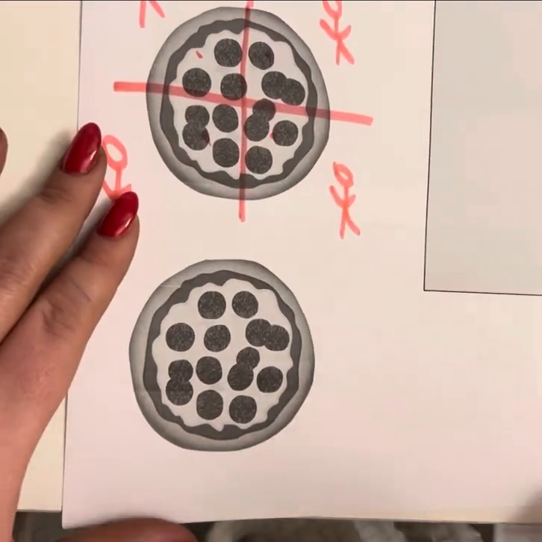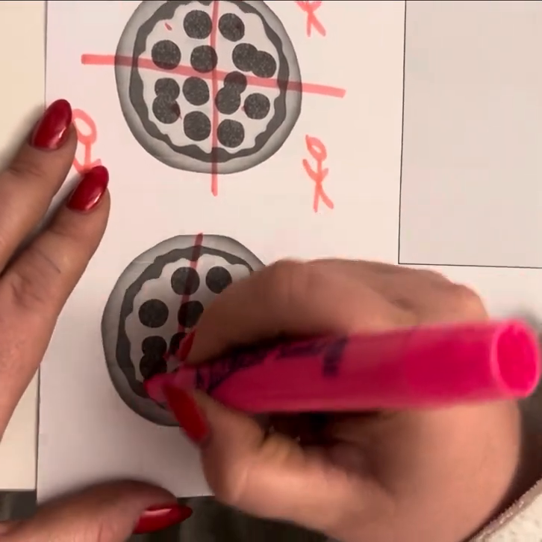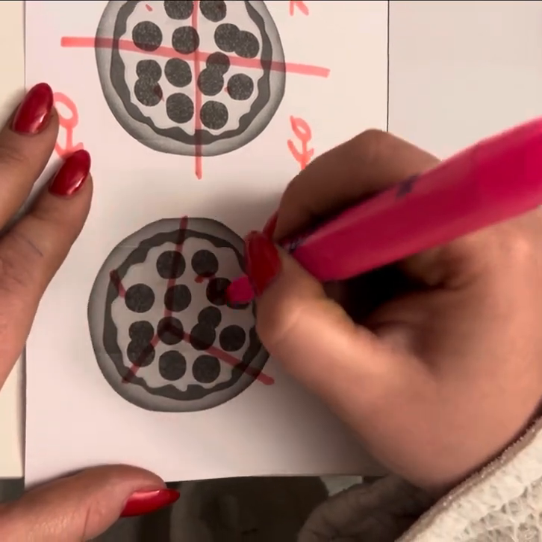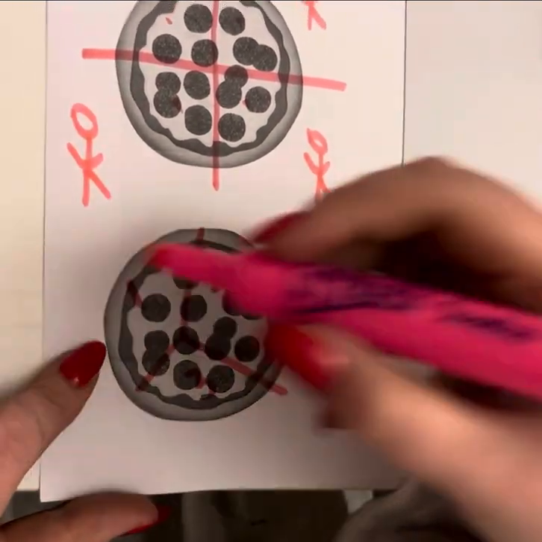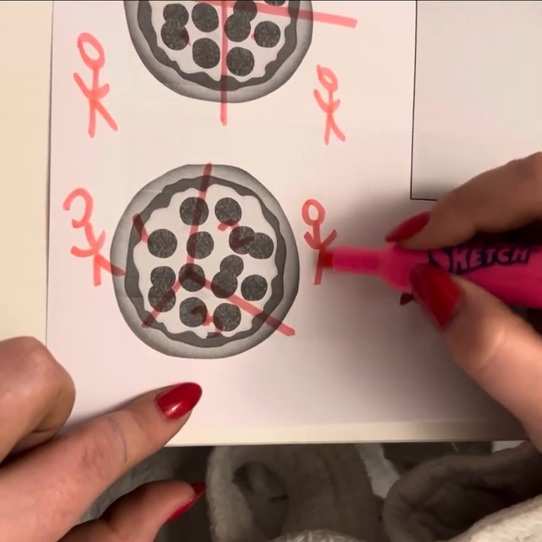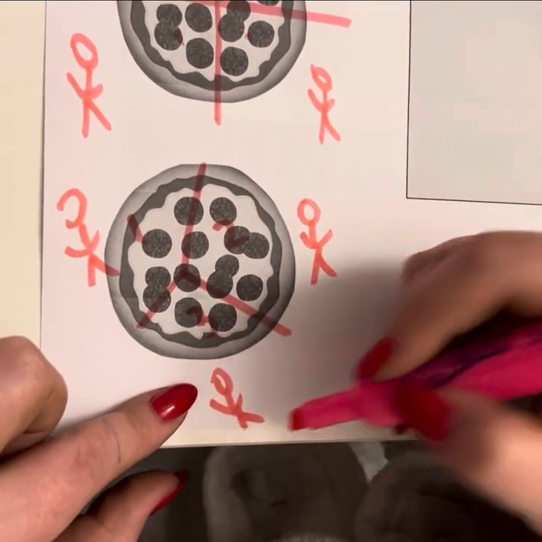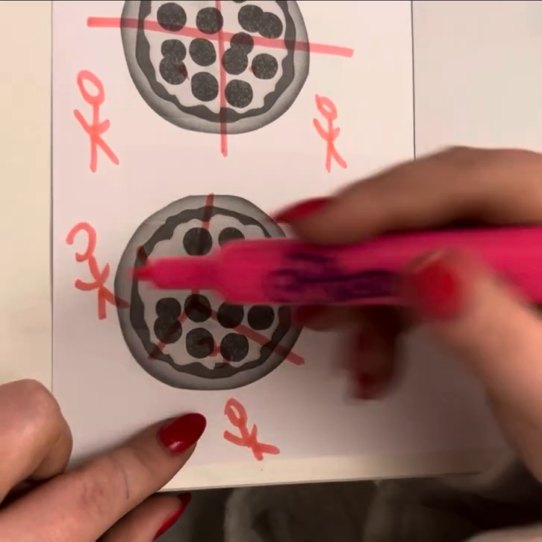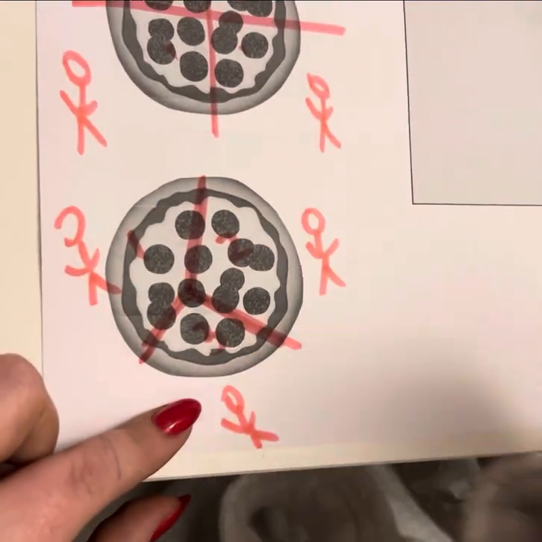And lastly, I can do the same with 3 slices of pizza. 1, 2, 3. Me and 2 of my friends can share this pizza equally. We each have the same size piece of pizza.